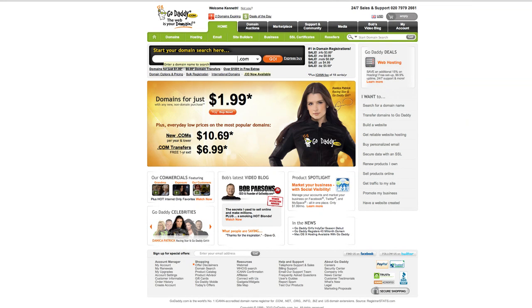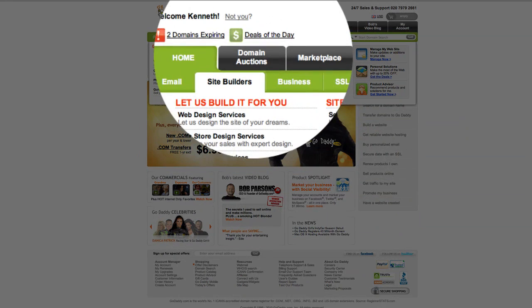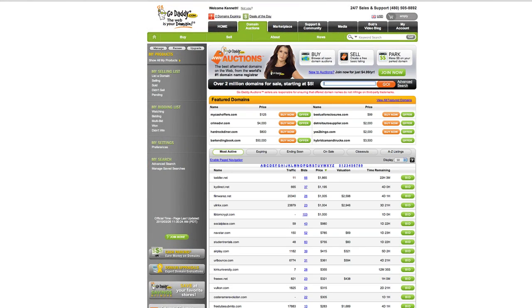So here we are on GoDaddy.com with their trademark models on the front. As you can see, you can search for new domains here, but we're looking for aged domain names, so we go to the domain auctions. As you can see, they have featured domains here, but we're looking to do a search on a key phrase here, and they claim to have over 2 million domains, so we should be able to find one.